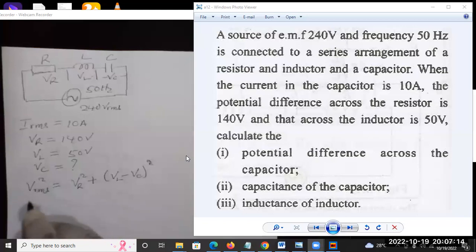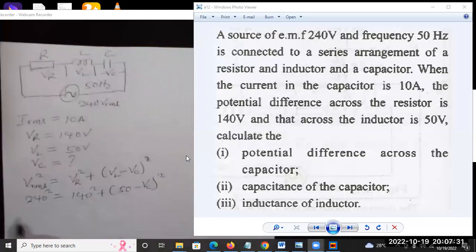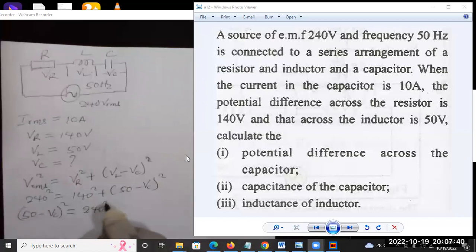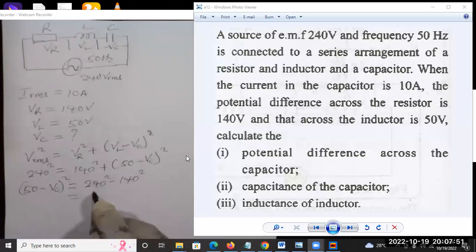The source voltage is given as 240 volts. These have been given to us, 140 squared. We have VL, that is 50 volts. VC is unknown. We can rearrange this equation to have (50 minus VC) squared equals 240 squared minus 140 squared. And this can be analyzed, using a calculator, to give 38,000.